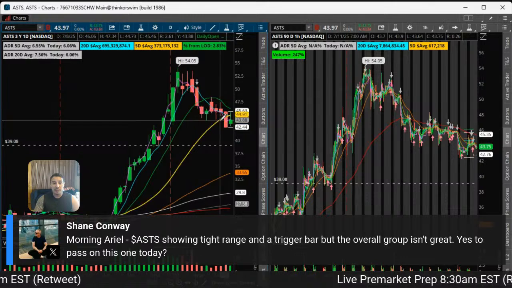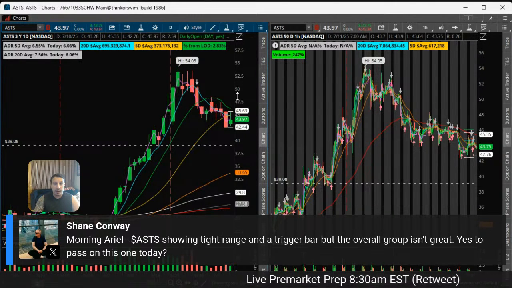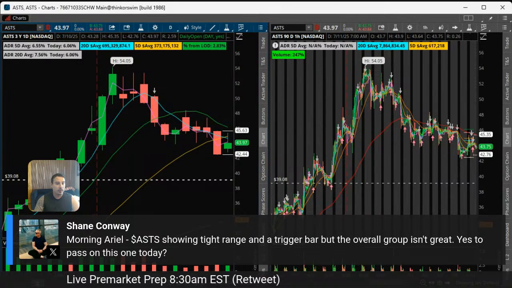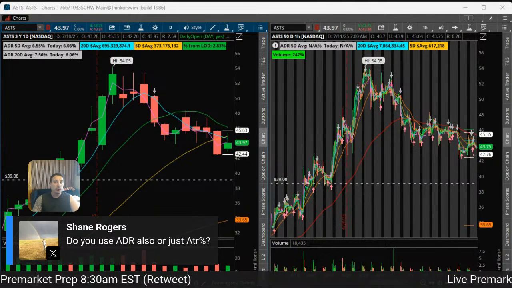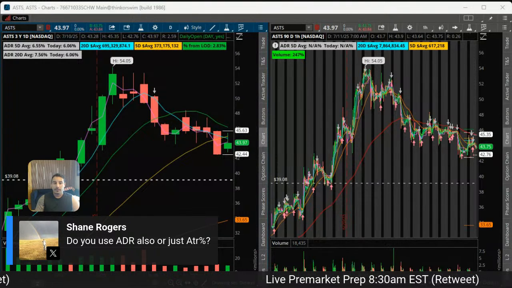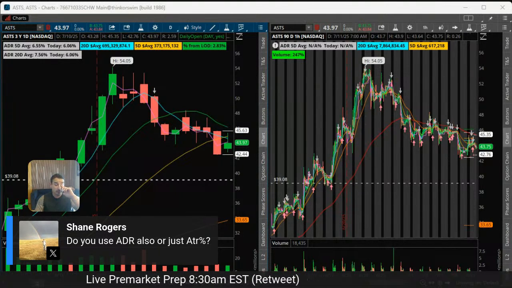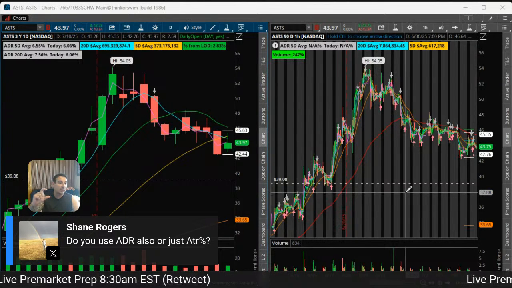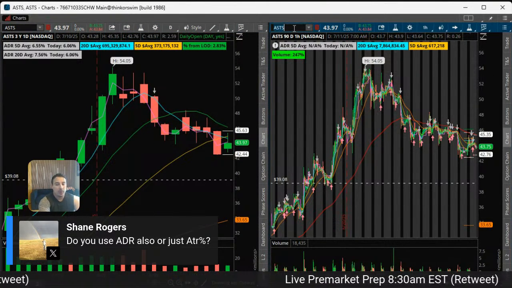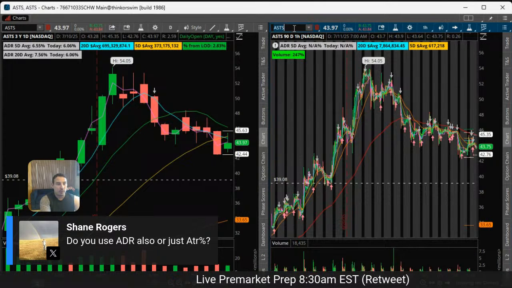ASTS looks fine. It just needs to start building back up a little bit and then take out a prior day high effectively. I use both. I use ADR and I use ATR. ADR if the stock is very smooth and doesn't gap, but once you start going into the later stages of a move, a stock starts to gap up a few times overnight. So you also want to know ATR, which also measures overnight gaps.